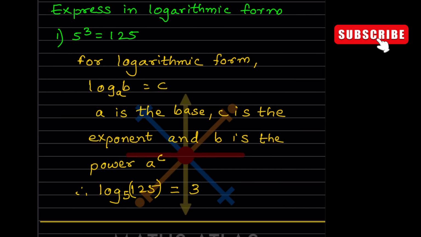So now what will you do? The base, so we can write here log of, what is the base here? So a is the base, so here we can write here 5. So what about b? So b is the power, that is a raised to c. So that is 125, and c is the exponent. So exponent is 3 over here. So this is 3. So this is the answer.